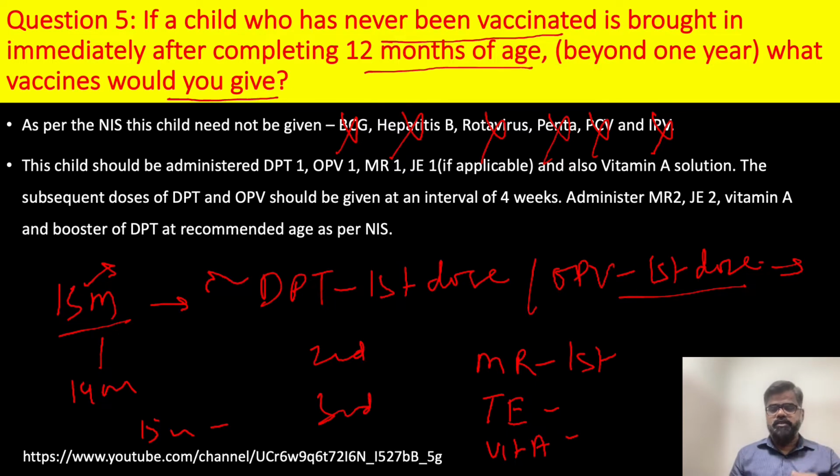And you can also give vitamin A, because vitamin A is given till 5 years. The only catch in vitamin A is since the child is more than 1 year, you need to give 2 ml of vitamin A. Now you see, you have given DPT1, you have given OPV1, you are giving MR1, you are giving JE1, and you are also giving vitamin A. The gap between the subsequent doses of DPT and OPV should be 1 month. You can give 3 doses of DPT.